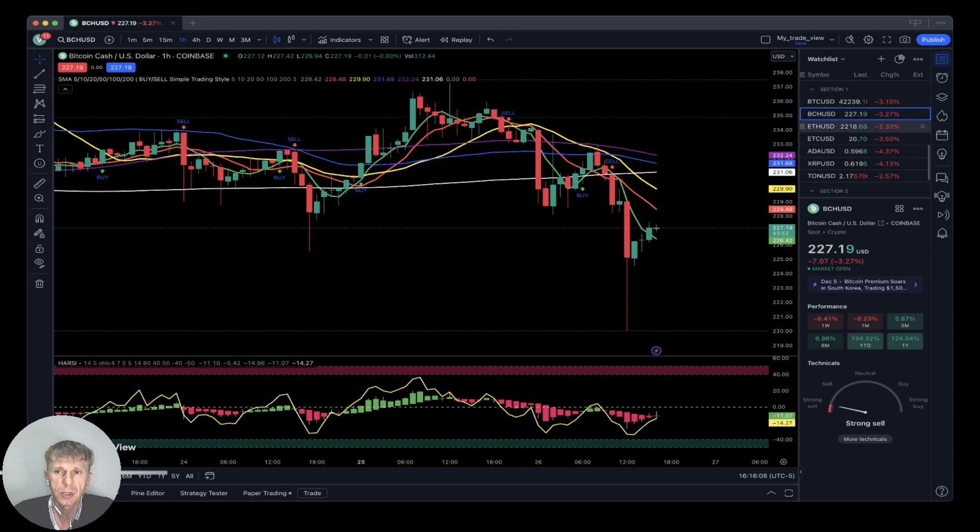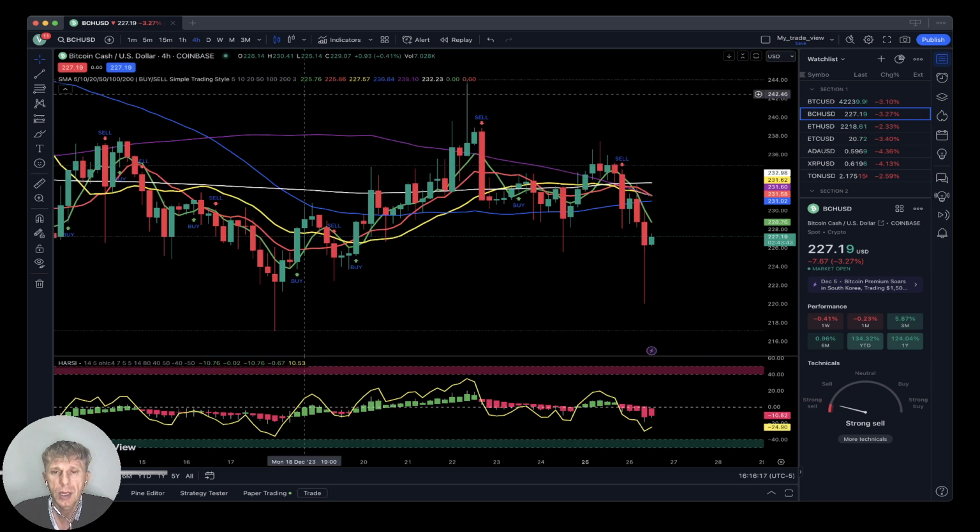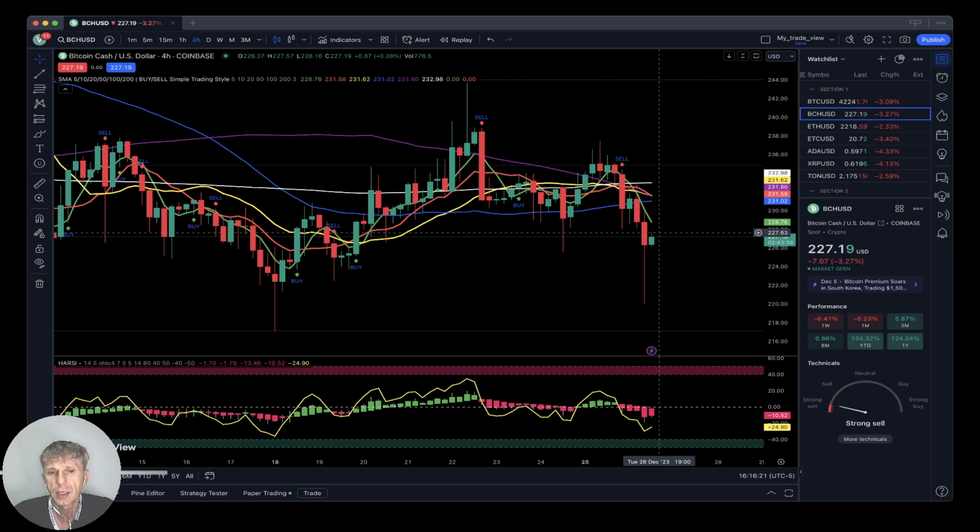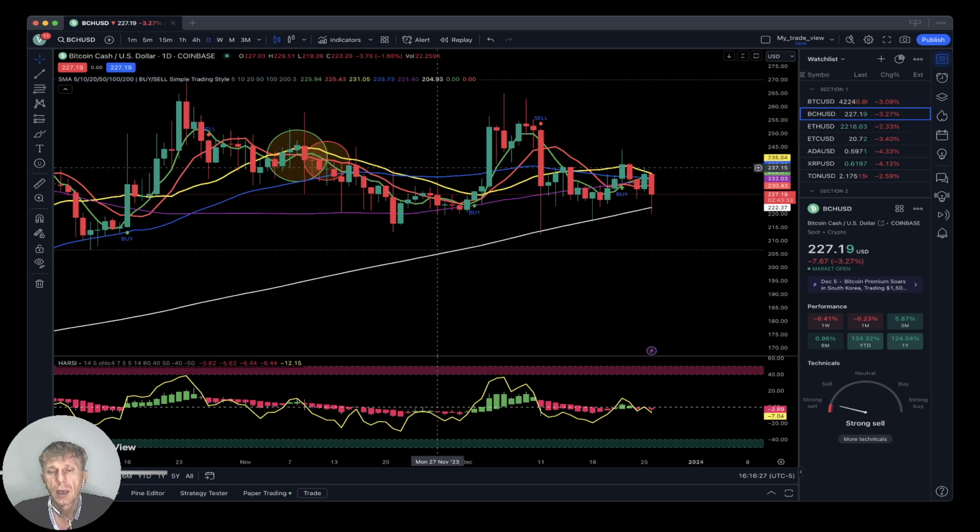Bitcoin Cash, -3.25%, 1 hour time frame, bearish trend. 4 hours time frame, bearish trend, SMA 5 did a bearish crossover. Bearish trend, last bar below all moving averages. Daily time frame, SMA 5, 10 and bars below all moving averages, even the last bar, except 200.